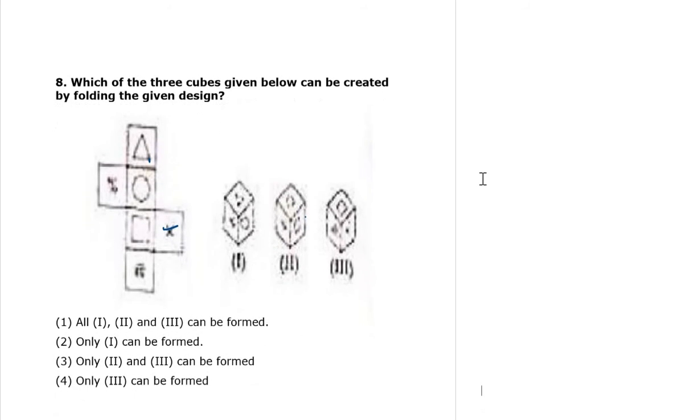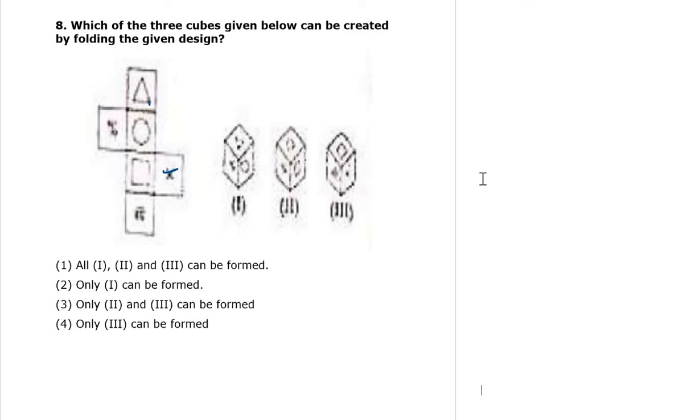Which of the 3 cubes given below can be created by folding the given design? Okay, this is the net for making a cube. So you have to fold it and find out the answer. The opposite boxes must be in opposite directions. Keep that in your mind.